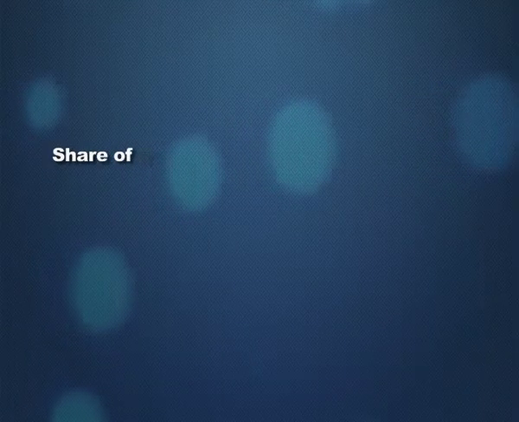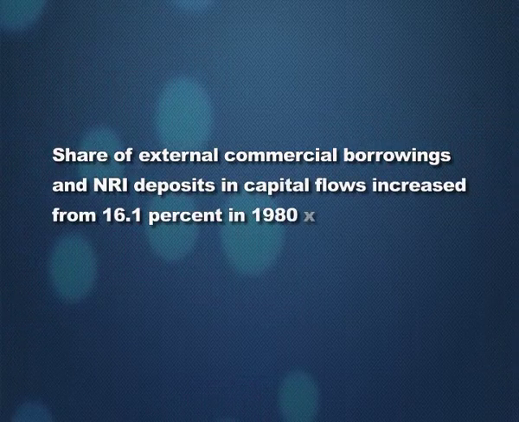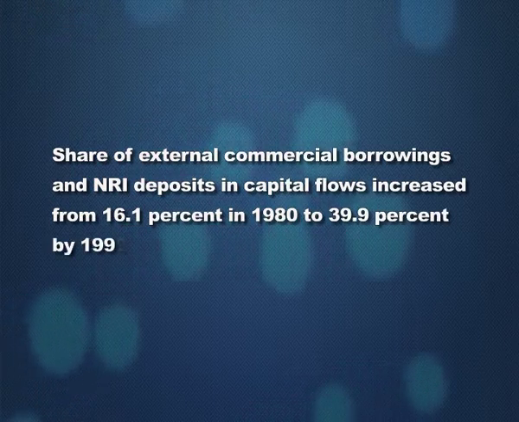In the first 3 decades after independence, current account deficit was mainly financed by external assistance. FDI was restricted and foreign investments were mainly confined to government. In the 1980s, traditional sources of official concessional flows dried up. India had to resort to more costly methods of financing deficit. Share of external commercial borrowings and NRI deposits in capital flows increased from 16.1% in 1980 to 39.9% in 1991.